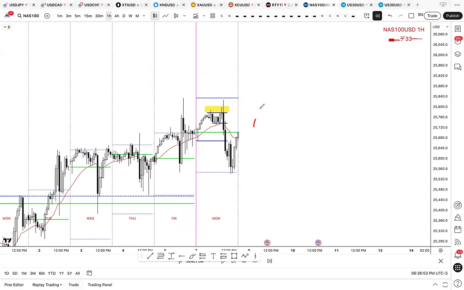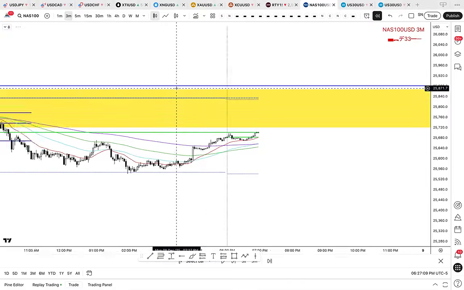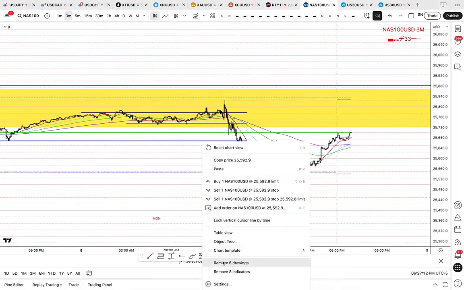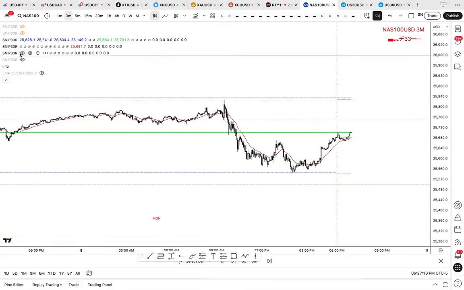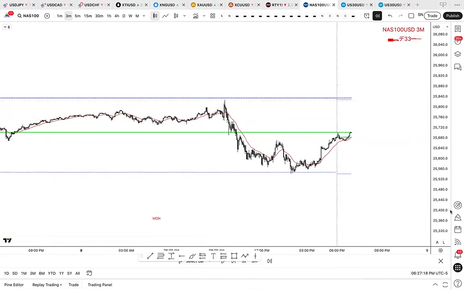Remember what I said about this pattern. You can trade the edges. You can trade the breakouts. You can trade the pullback. Let's just zoom in. They gave all three, every single one. Let's remove the numbers, all that jibber jabber.